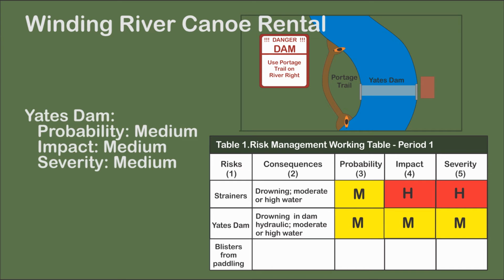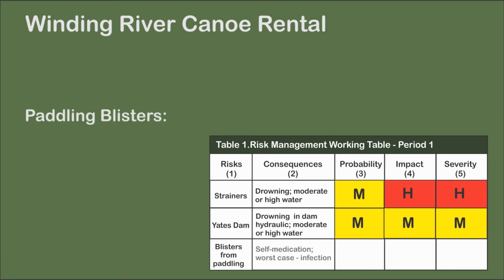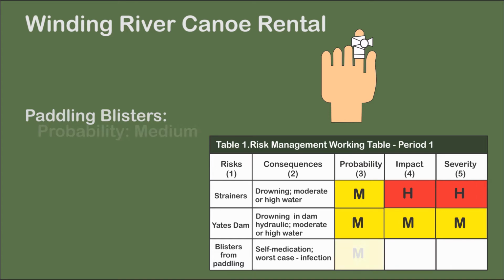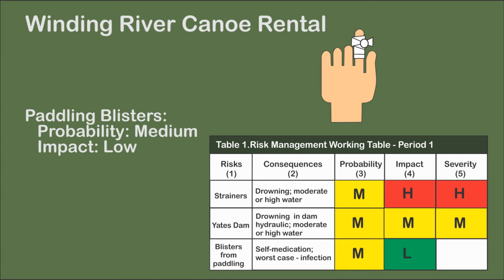Using Table 4, severity is rated as medium. Since paddlers are occasional river users, blisters on the hand can be a common problem because they haven't developed calluses. Blisters are treated and paddlers depart. The probability of occurrence is rated medium, and the impact to the organization is rated as low. Using Table 4, severity is rated as low.